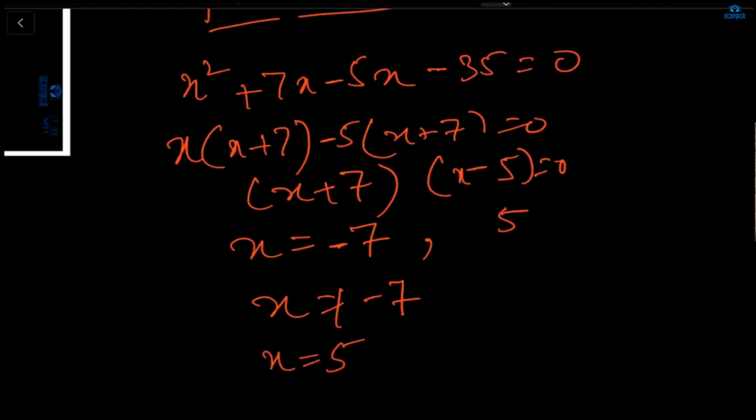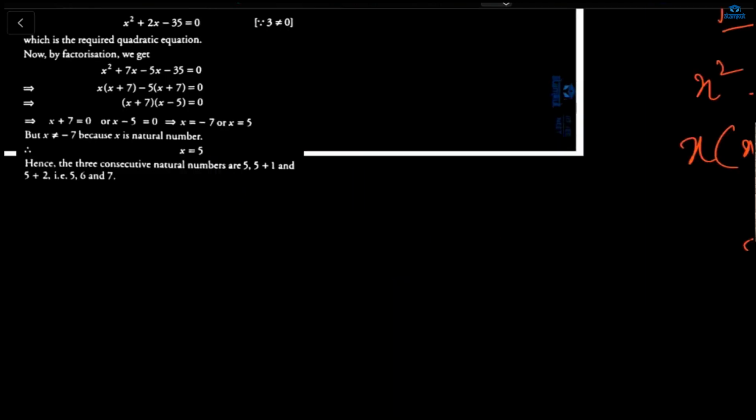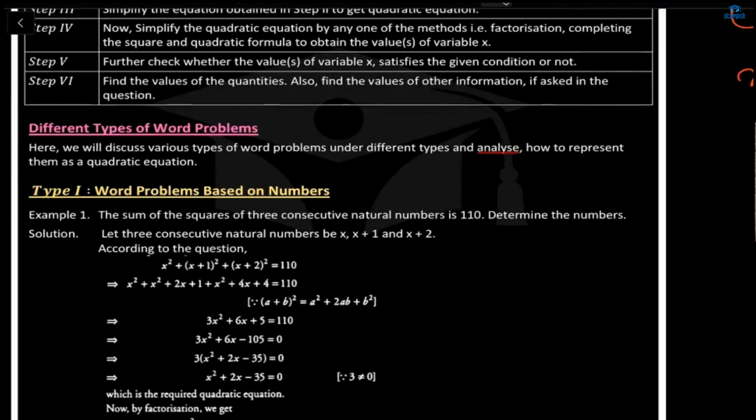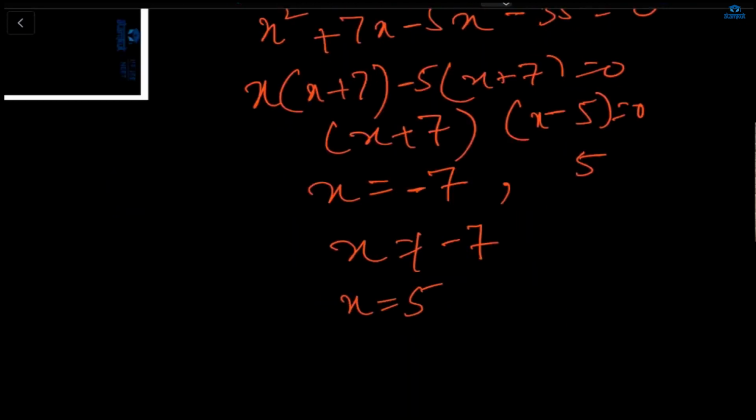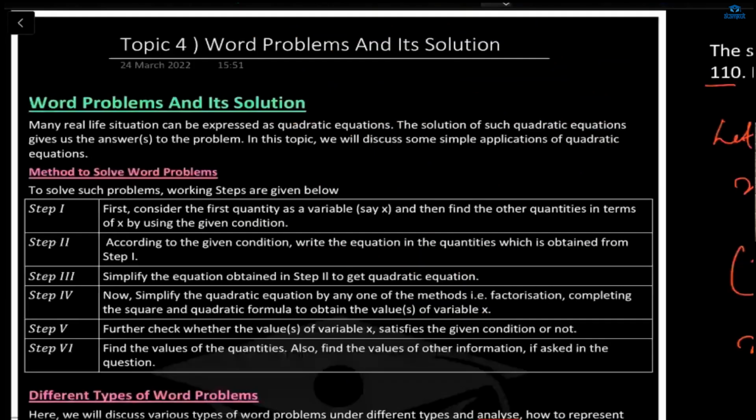Now, anybody can tell me why I have written x cannot be equal to minus 7? If you're talking about natural numbers, a natural number cannot be negative. If it was minus 5, I would not be able to take minus 5 either. We are talking about 3 consecutive natural numbers, so you cannot take a negative value. So we are going to take 5. So the 3 numbers will be 5, 6, and 7. Understood? Any doubt in this?